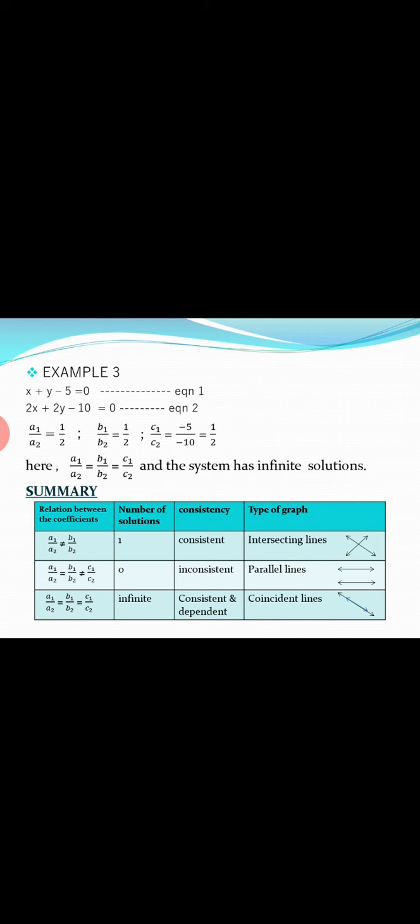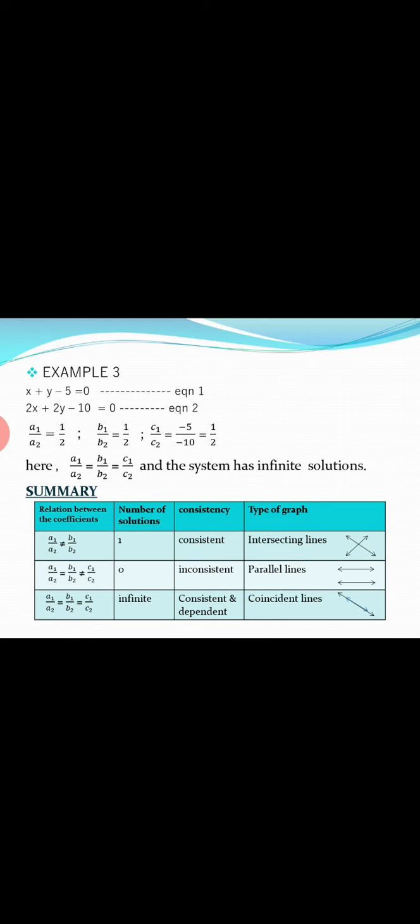So in all the three cases, after comparing the ratio of the coefficients of x, y and constant terms, we have observed that this relation is true. That is, relation between coefficient and the type of solution is justified. So to summarize what we have learned till now, relation between the coefficient, the type of solution, the number of solution, the type of graph and the consistency, we can quickly summarize it in the following table.